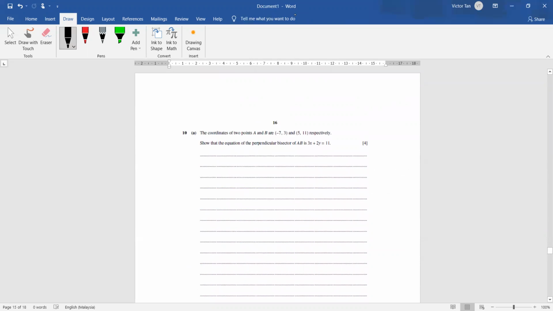The coordinates of the two points A and B are minus 7, 3, and 5, 11 respectively. Show that the equation of the perpendicular bisector of AB is 3x plus 2y equals what? Midpoint: minus 7 plus 5 over 2, 3 plus 11 over 2, equals minus 1 and 7. Okay.